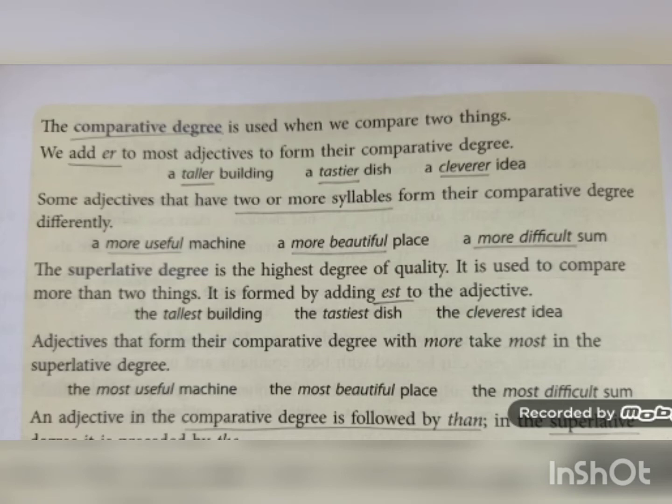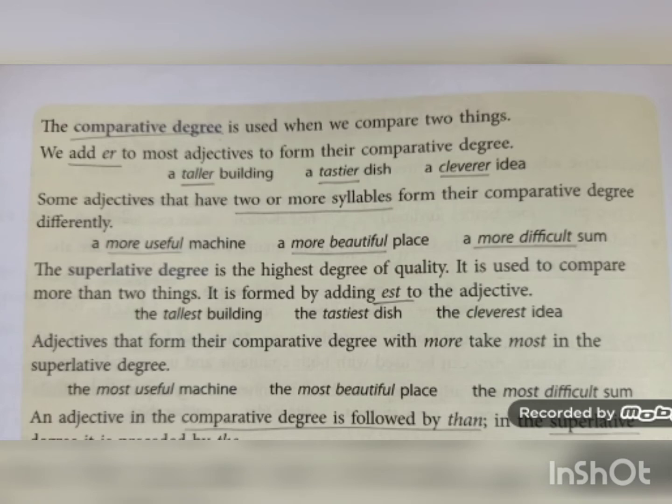A more useful machine. Next is beautiful. Beautiful is a three-syllable word. So, we have to add more to this adjective. A more beautiful place. Difficult. This is also a three-syllable word. So, we have to add more. A more difficult sum. So, if an adjective has one syllable, then we can add er. But if an adjective has two or more syllables, then in order to change its form to comparative, we have to add more before the given adjective.